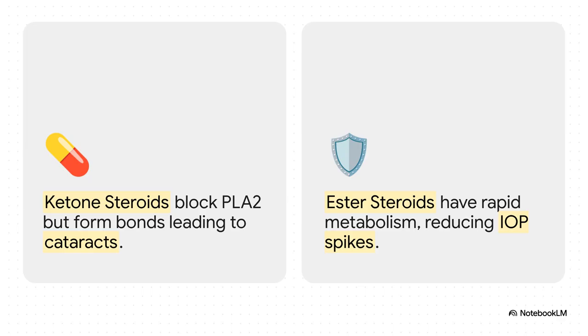But as you know, not all upstream dams are built the same. We classify these drugs by their pharmacological design. Ketone steroids, like prednisolone and dexamethasone, feature a C20 ketone group. Their MOA powerfully blocks phospholipase A2, absolutely, but that ketone group forms irreversible covalent bonds with lens proteins. That is exactly why their primary ADR is being highly cataractogenic.